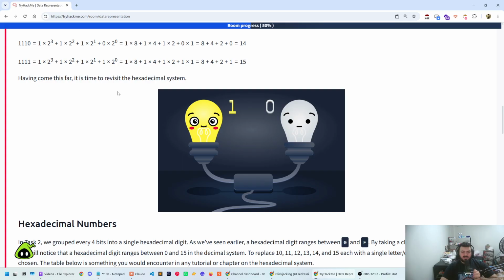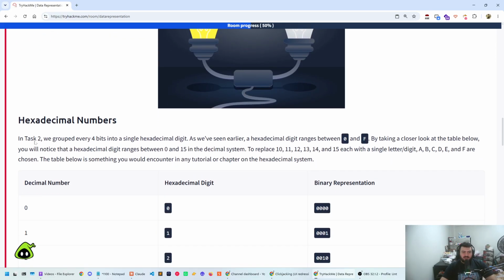Having come this far, it is time to revisit the hexadecimal system. In task 2, we grouped every 4 bits into a single hexadecimal digit, as we've seen earlier. A hexadecimal digit ranges between 0 and F. By taking a closer look at the table below, you will notice that a hexadecimal digit ranges between 0 and 15 in the decimal system.